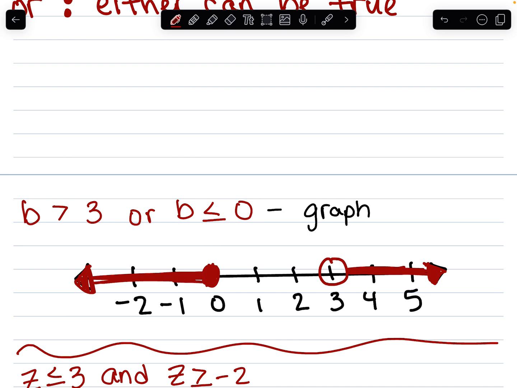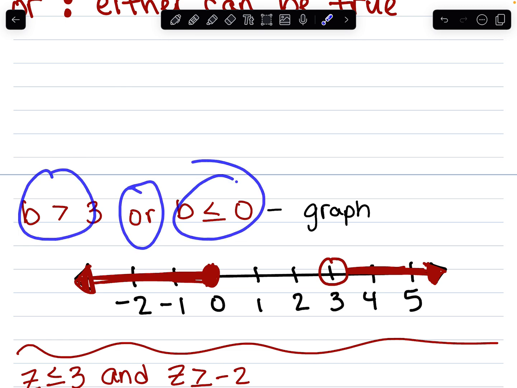Okay, so I have just shown that b can be greater than 3 or b can be less than or equal to 0. So if I said, give me any number that's either greater than 3 or less than or equal to 0. Just pick any number that's either greater than 3 or less than or equal to 0. 4. 4 works because 4 is greater than 3. And this is an or statement, so it only has to work for one of them, okay?